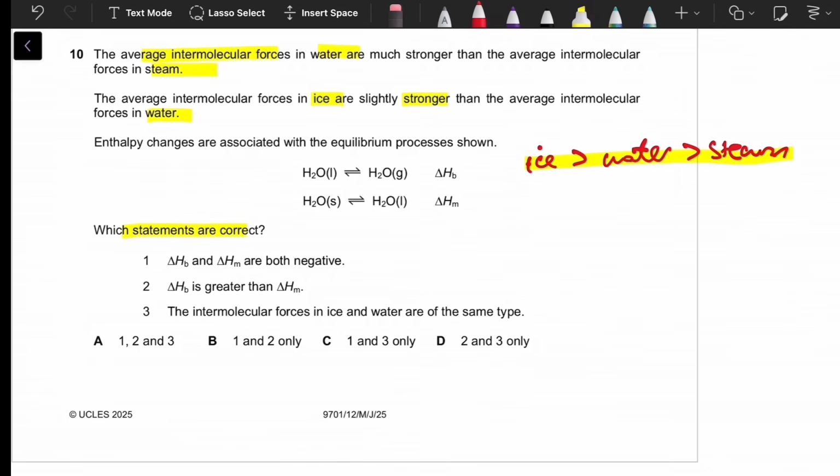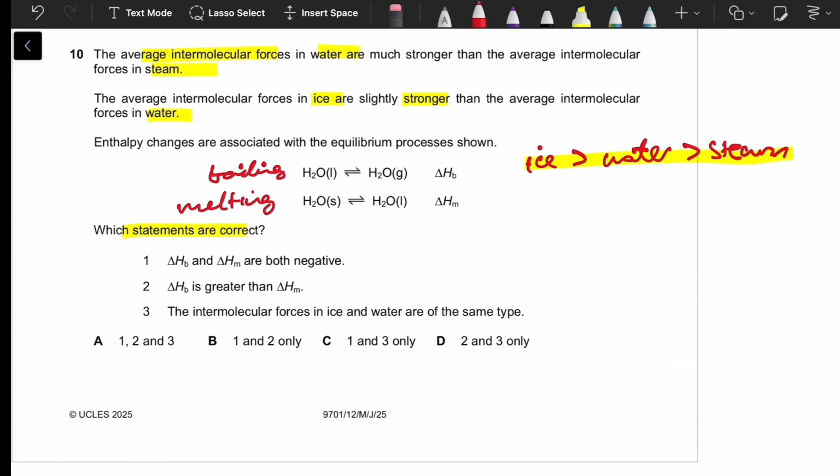Okay, so let's take a look at these two equations to begin with. What do we have going on here? In the first equation, we have liquid to gas, which is known as boiling or vaporization. And in the second equation, we have solid water, so ice, going to liquid, which is known as melting. They've denoted it HB, B for boiling, and HM, M for melting.